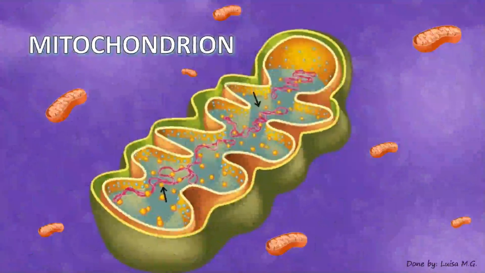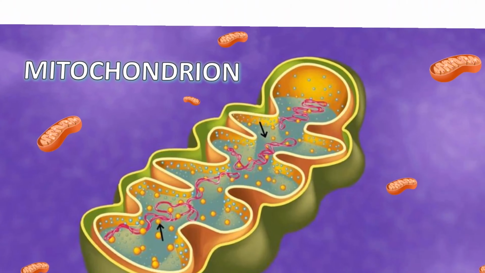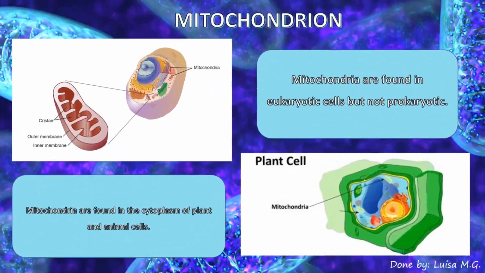Hello, in this video I will be talking about the mitochondria, where it is located in the cells, its different functions, and its structure. Mitochondria are found in all eukaryotic cells. There are usually multiple mitochondria found in one single cell in the cytoplasm with other organelles. Mitochondria can be found in both animal and plant cells.